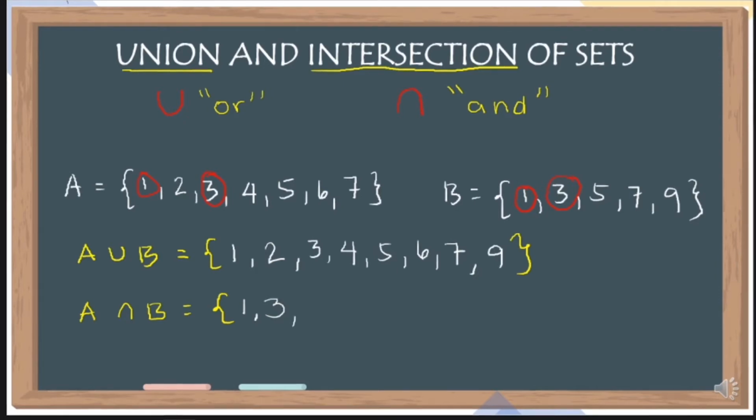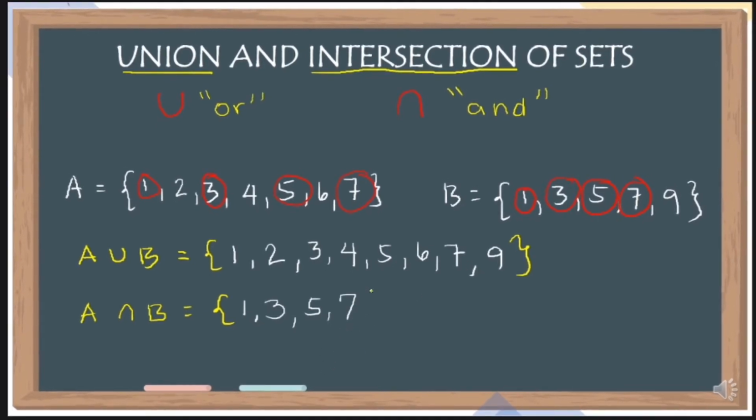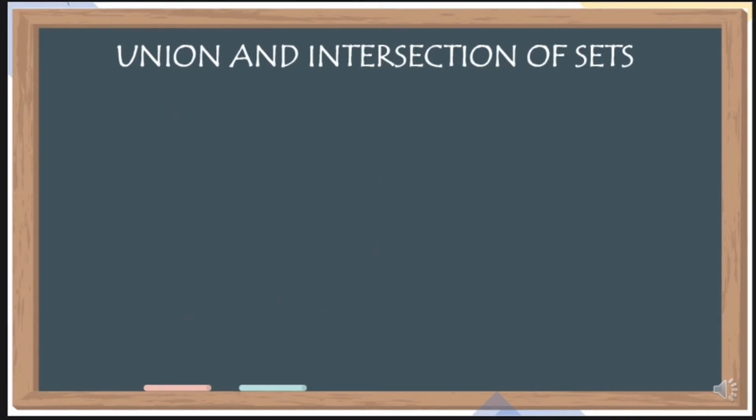How about 5? Merong 5. So, write 5. 6, hindi common yung 6, but 7 is common. Okay? So, 7 is part of the element. Meron pa ba? Wala na. Wala nang common. So, therefore, ito na yung ating set, the intersection of set A and set B. So, ganun lang.